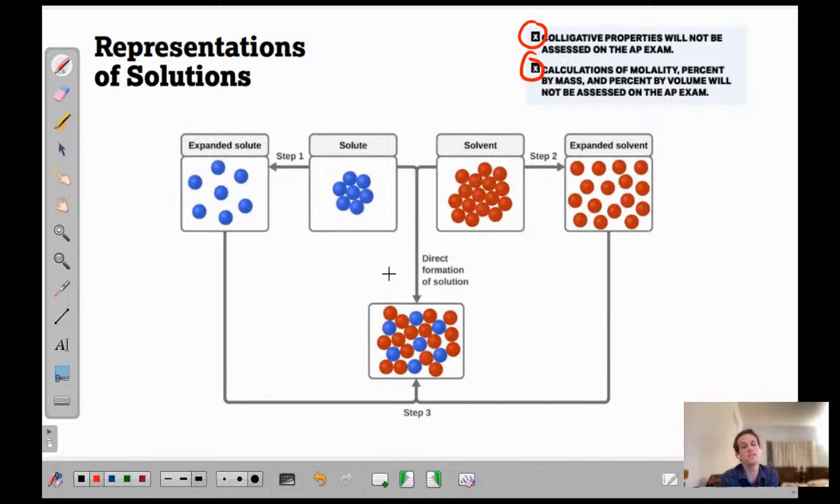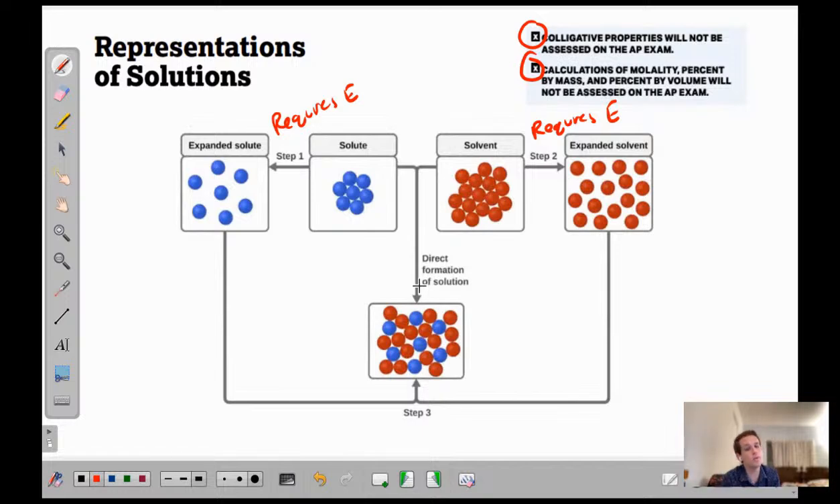Now, they love representing solutions with all kinds of different particle diagrams. So here's one example of kind of explaining how a solution forms. So the solute, if it's going to dissolve in the solvent, it has to essentially expand, and that's going to require energy. And same thing over here, the solvent as well is going to need to use some energy. This might be called like enthalpy of dissociation or something, to expand as well. And then they're able to come together and they're able to kind of mix themselves all the way through.